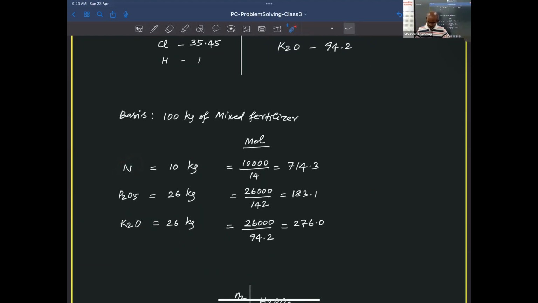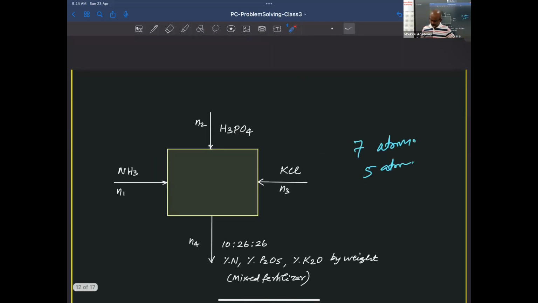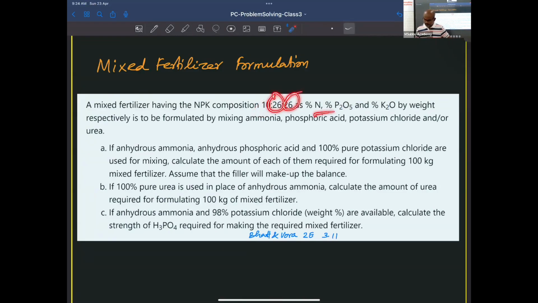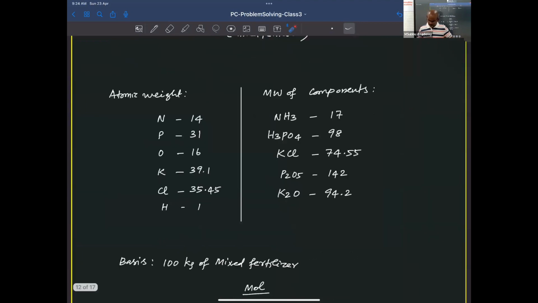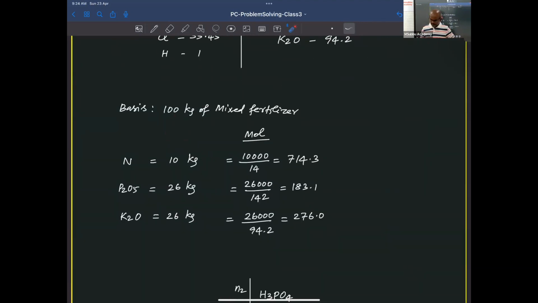We are given data like: for 100 kg of mixed fertilizer, the product is to have 10% N, which is 10 weight percent, and P2O5 as 26% and K2O as 26%. What is the meaning of this? 10%, 26%, 26%, these are all by weight. So out of 100 kg, we have 10 kg. The product will have 10 kg of nitrogen, 26 kg of P2O5 and another 26 kg of K2O, because of the ratio 10 to 26 to 26. So for this mass of fertilizer, we need these masses of nitrogen, P2O5 and K2O.